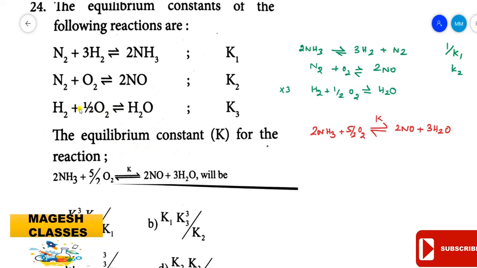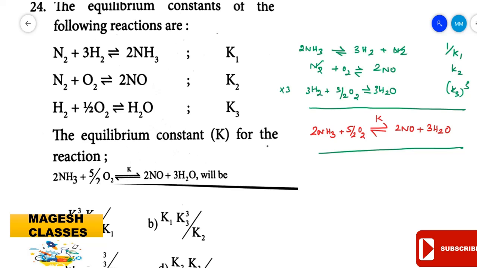The third equation is multiplied by 3 to obtain 3 moles of hydrogen, as in the first case. So what is the equilibrium constant for this? It is K3 power 3. By adding, you get the required equation. Nitrogen, being opposite, cancels, and it is 3 hydrogen, and 3 into 1 by 2 gives 3 by 2 oxygen, and 3 moles of water, with K3 cube. So to obtain the required equation, these 3 equations are added.